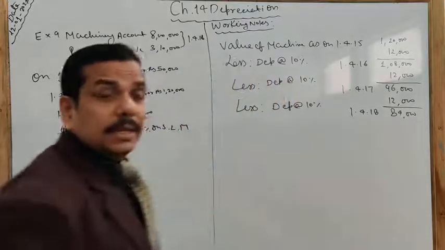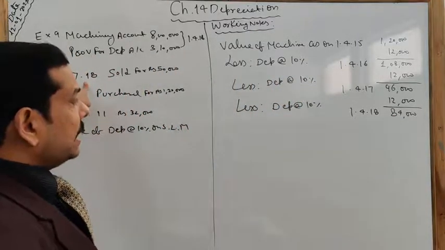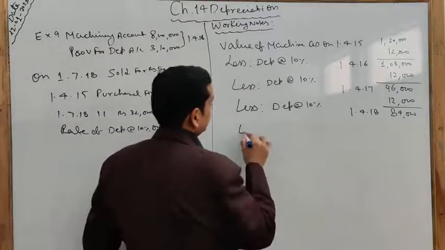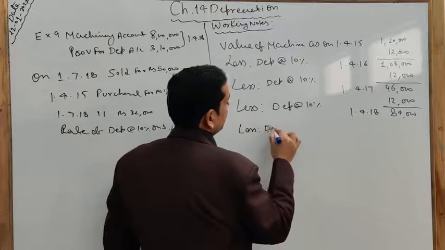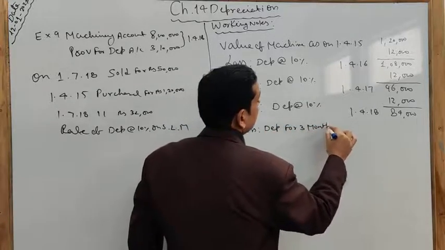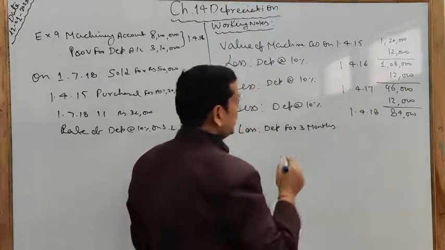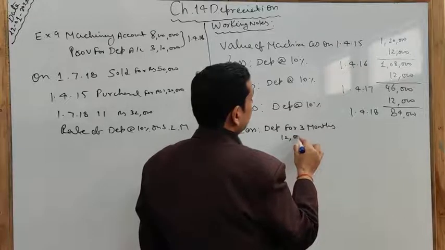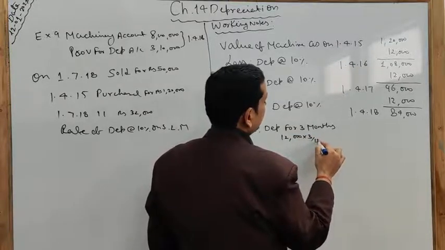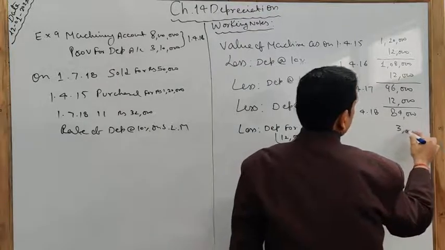Now here this machinery is sold on 1st July. So again we have to charge depreciation for 3 months. So less depreciation for 3 months. Clear? Now how to calculate depreciation? For full year it is 12,000. So 12,000 into 3 by 12.